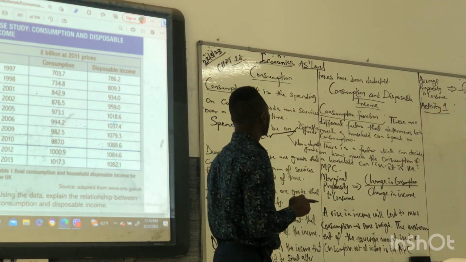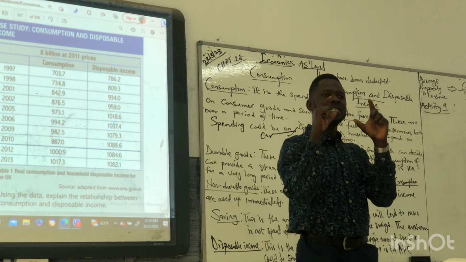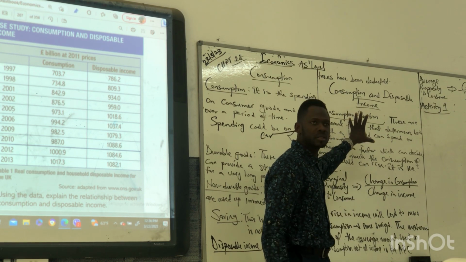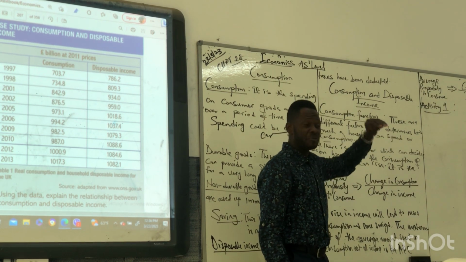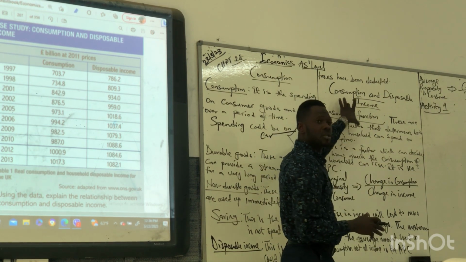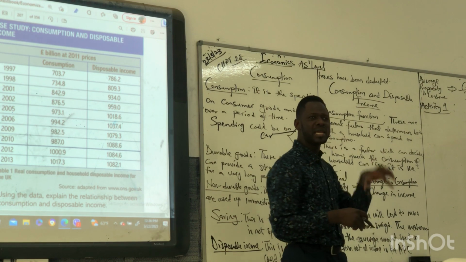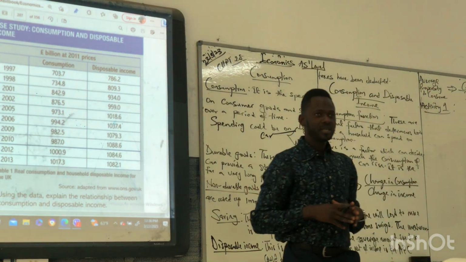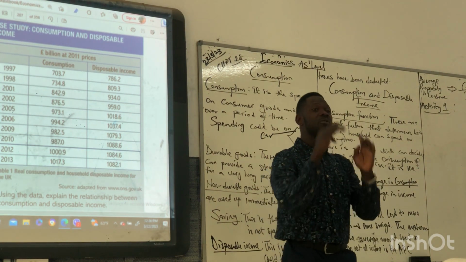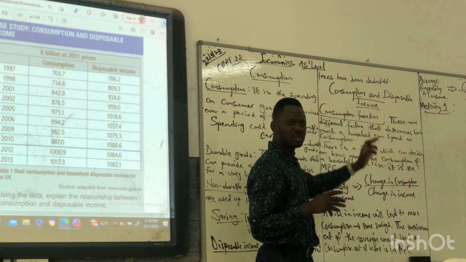No. Good. Then, consumption and disposable income. What is the relationship between consumption and disposable income? The relationship between consumption and disposable income is what we call the consumption function. So what is the consumption function? I wrote, these are different factors that determine how much a household can spend on consumer goods. Those factors that determine the amount of money you can spend on durable goods or non-durable goods. Those factors that determine the amount of money you can spend on consumption. That is what? Consumption function.